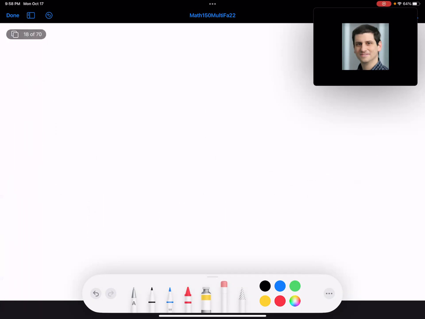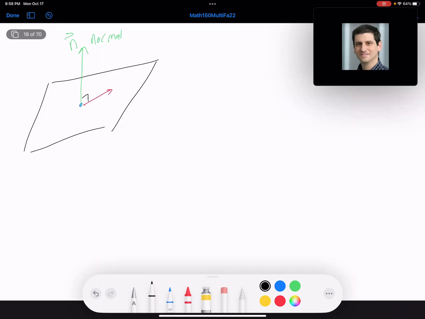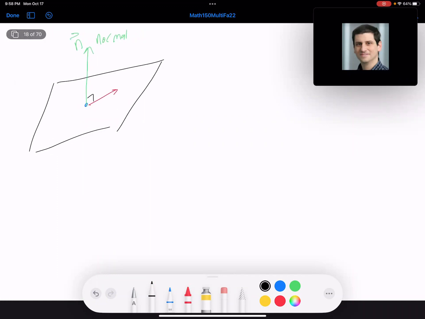There is another way to do an equation of a plane. If I give you a plane like this, and I give you a point, and then let's look at some vector in this plane. Each plane has what's called the normal vector, and this normal vector is perpendicular to any vector in the plane. Let's try to draw it. It goes straight up.